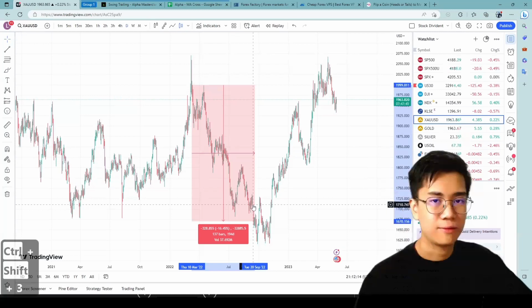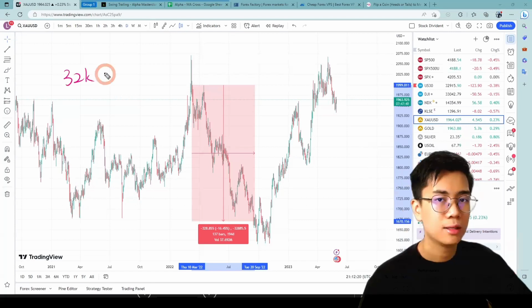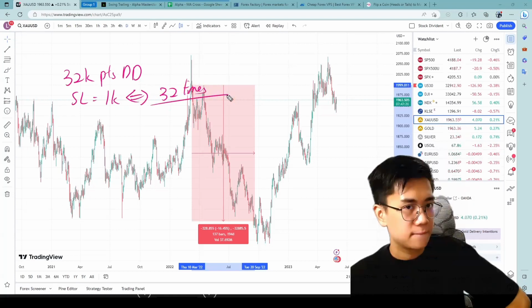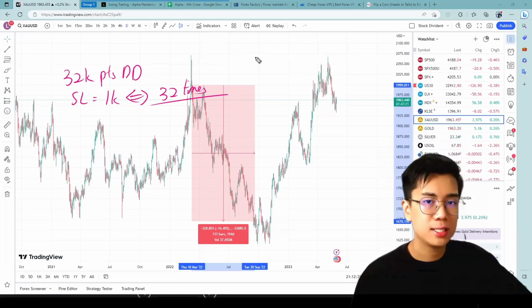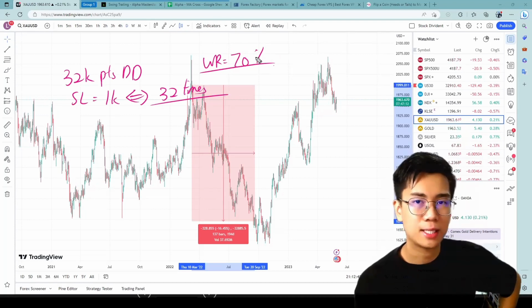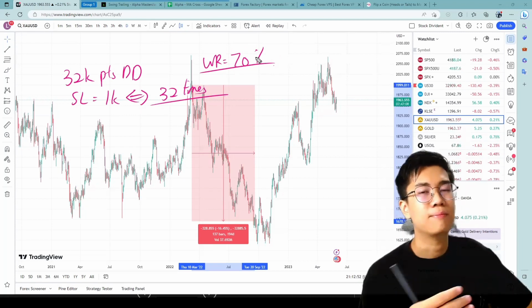Let's say that for the number just now, my account can afford 32,000 points of drawdown. And if my stop loss is equal to 1,000, that also means that I can have 32 times of losing. Now, what is your win rate? Your win rate is 70%, for example. I don't know, everyone has unique numbers. Now, don't compare. When you can achieve more than 50% win rate, you already have a good strategy. The higher you go is just a matter of experience.